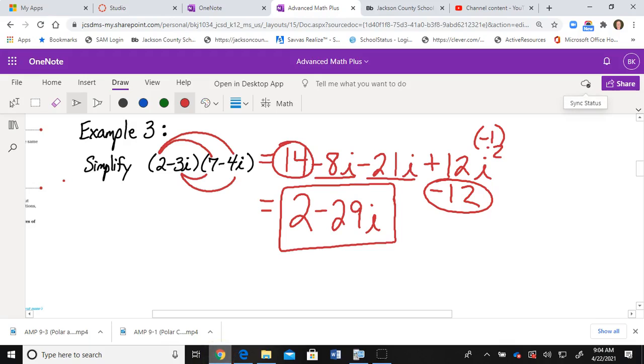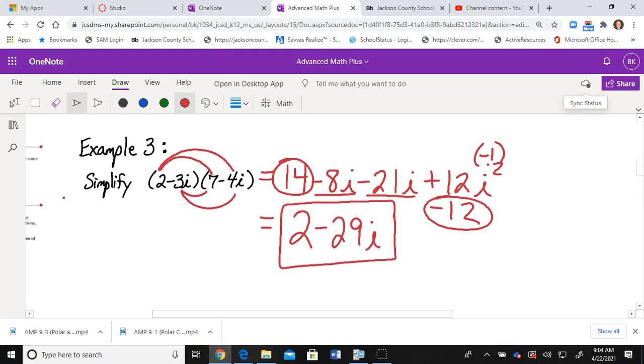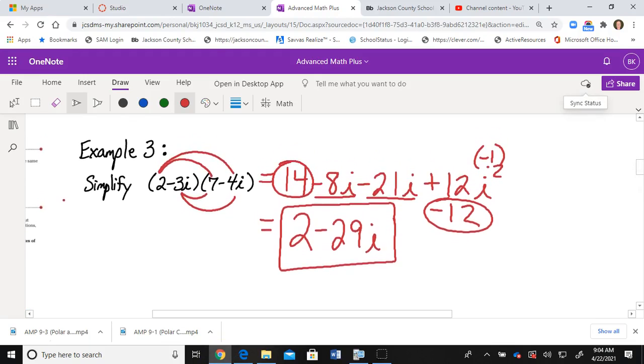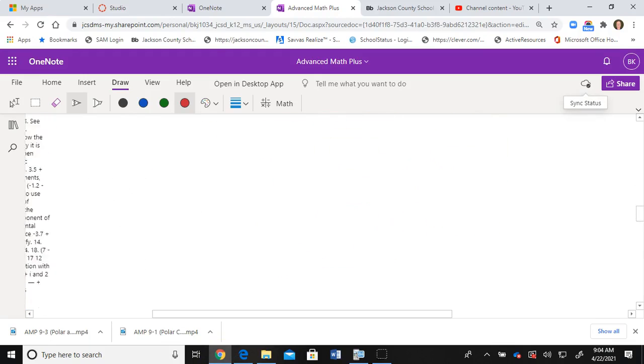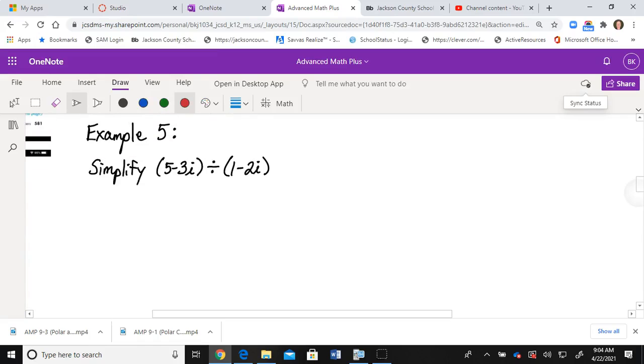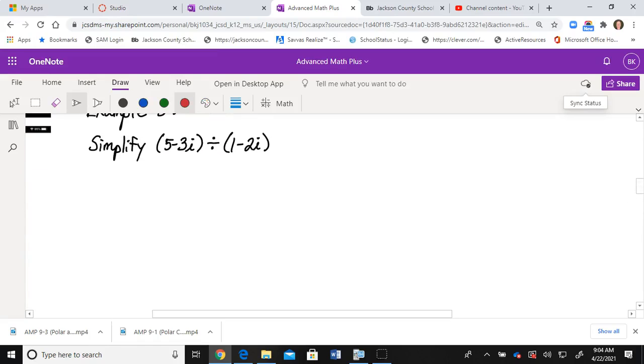All right. Example 4, we're skipping. We're going to go straight to example 5. Example 3, we multiplied. So example 5, we are dividing. Here's how you divide. It's a little longer. First, I'm going to write it over each other. Everybody with me there?